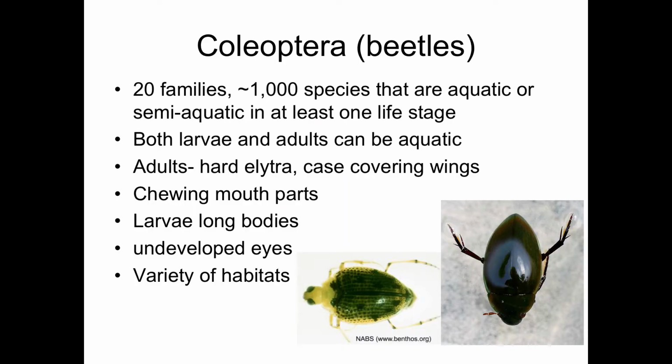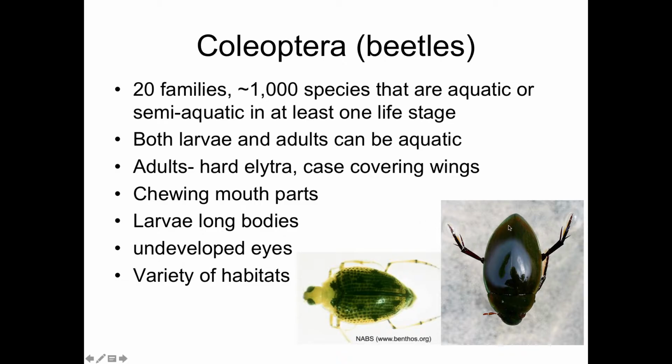Okay, the next holometabolous group, so remember we're on groups that have a complete metamorphosis. They have a pupa, larva, and adult stages. So next up is Coleoptera, which is beetles. You're probably familiar with the terrestrial ones. There are 20 families and about 1,000 species that are either aquatic or semi-aquatic, at least in one stage of life. Both the larvae and adults can be aquatic, so that can make this confusing.